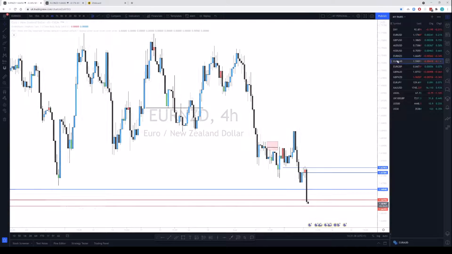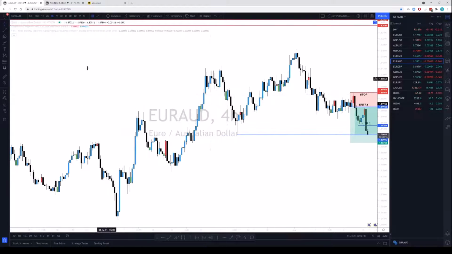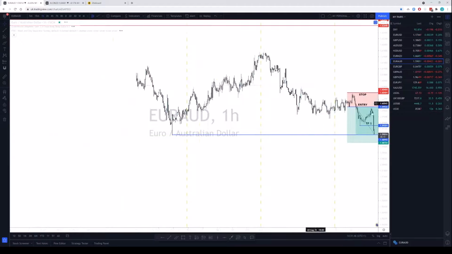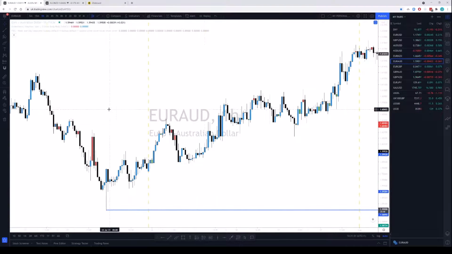And the same thing applied to the Euro Aussie long that we took that same week. That was right here. All right, took the long, went up, came right back down to take out this low right there before it went up. But you just simply trust that this low is not going to be taken. Why? Because it's another block.